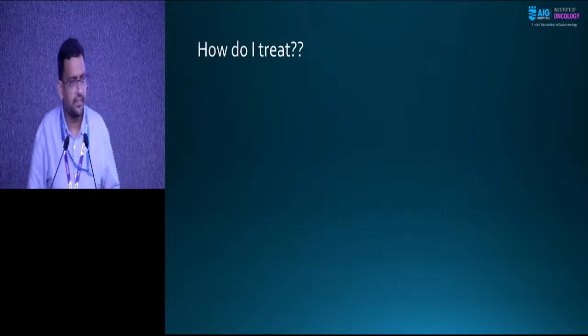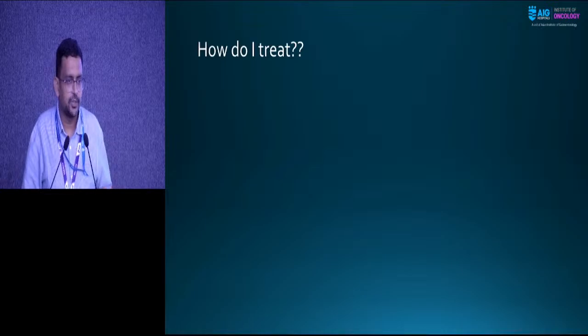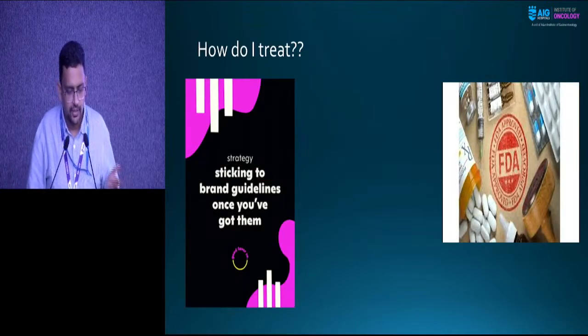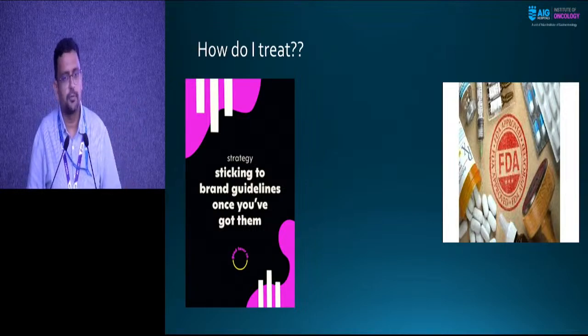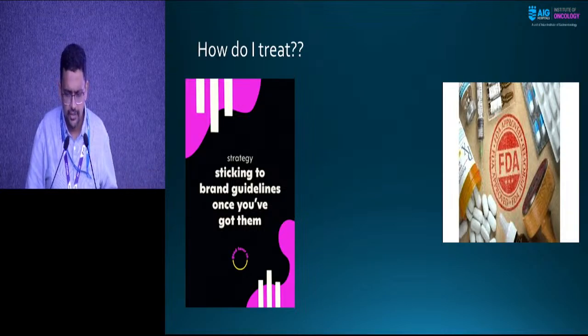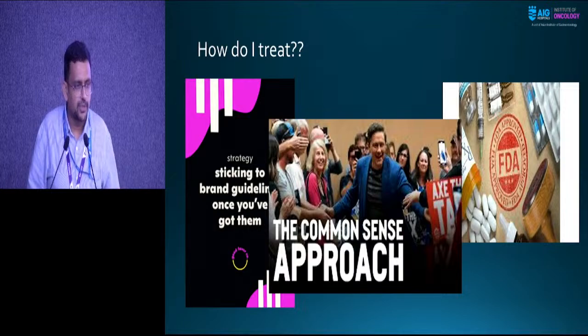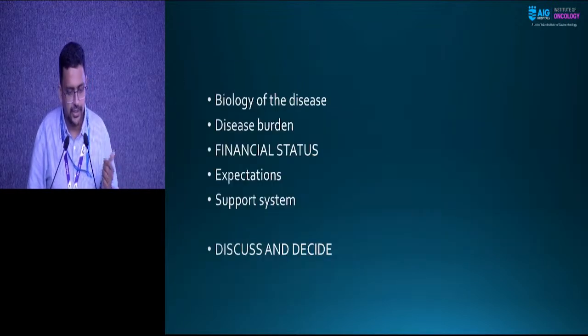So how do I treat? Whenever you look at this point, there are always 2 ways of treating. You can stick to guidelines. You say, okay, I follow NCCN. NCCN gives, I give it, no problem. You can stick to the FDA approval and say, FDA has approved it, so I'm going to use it irrespective of any country. The middle path is a bit of common sense, which does not tell you to just look at the trial. It tells you to look at the patient.